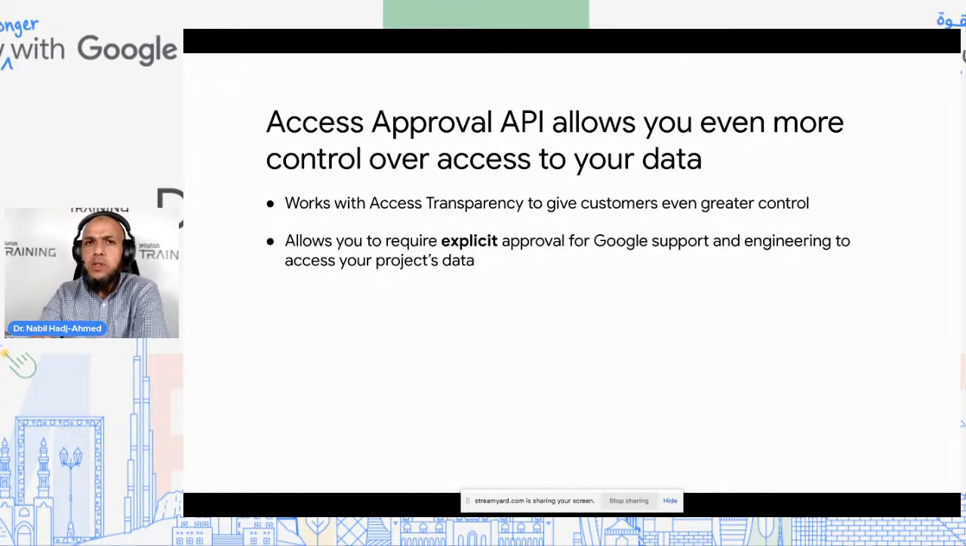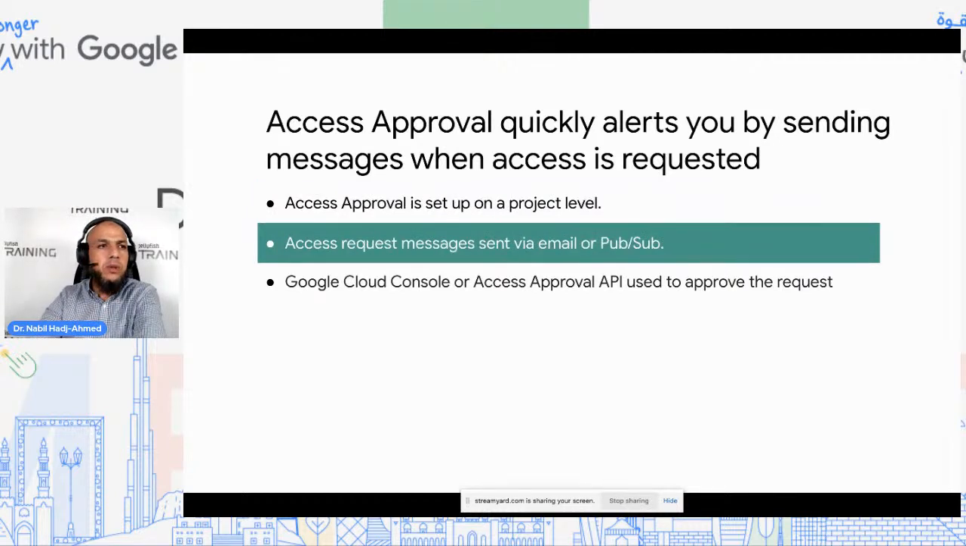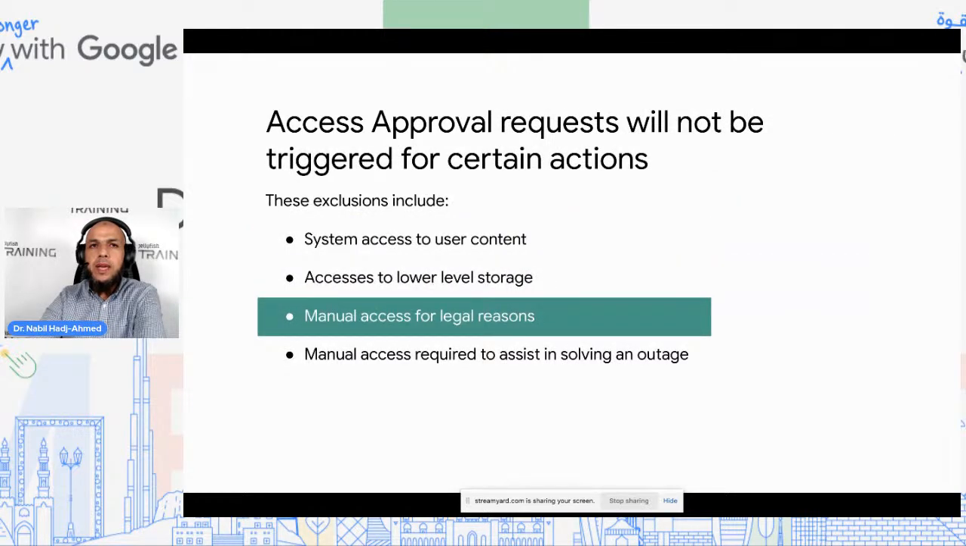And access approval. If you have any issues and you require a Googler or an engineering team to access your data, there is an approval API. So you need to approve them to be able to access your data, you give them explicit approval, and then it will be recorded in those transparency logs. It will be set at the project level. Those messages can be sent via email or Pub/Sub, and the approval will be done through the Google Cloud Console. So this is all about access approval.